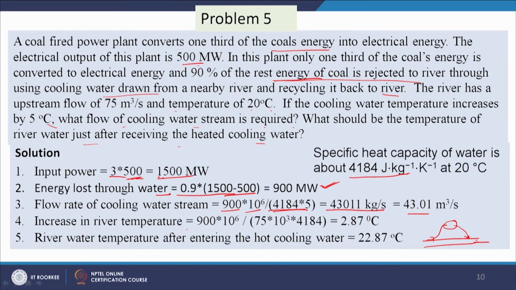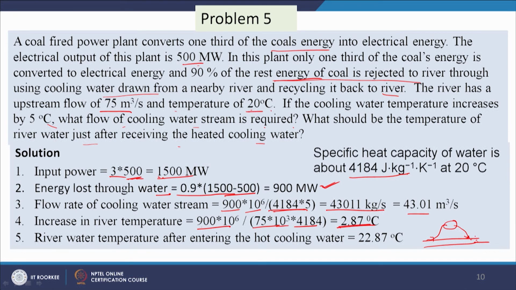And then the increase in river temperature. Whatever heat is generated all comes into this and is mixed with the total water flow of the river. So, 900 into 10 to the power 6 divided by 75 meter cube per second into 10 to the power 3 into 4148, that is equal to 2.87 degree centigrade. So, this is the temperature rise, and initially it has 20 degree centigrade.